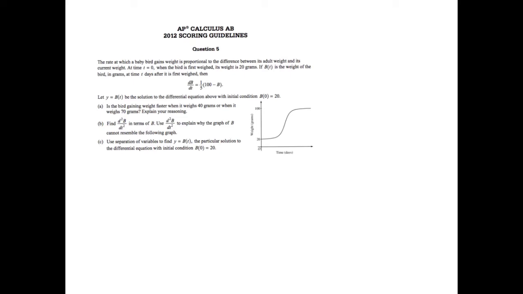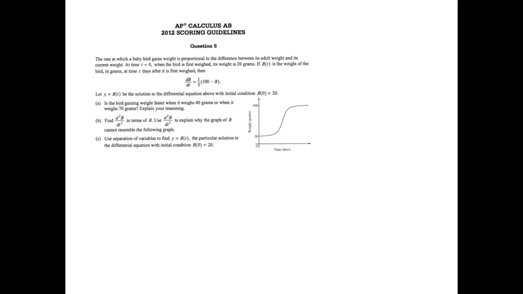In this video, let's tackle the 2012 AP Calculus AB free response question number 5. Specifically, let's do parts B and C. Part B is asking you to find the second derivative, so let's do that part first. They give you the first derivative.